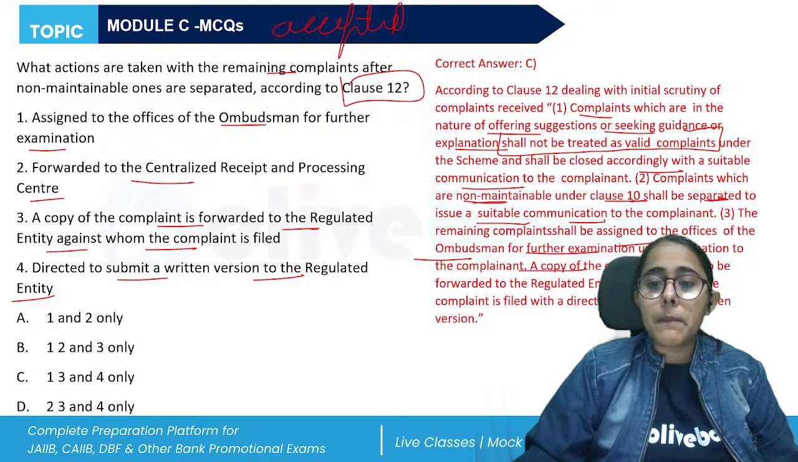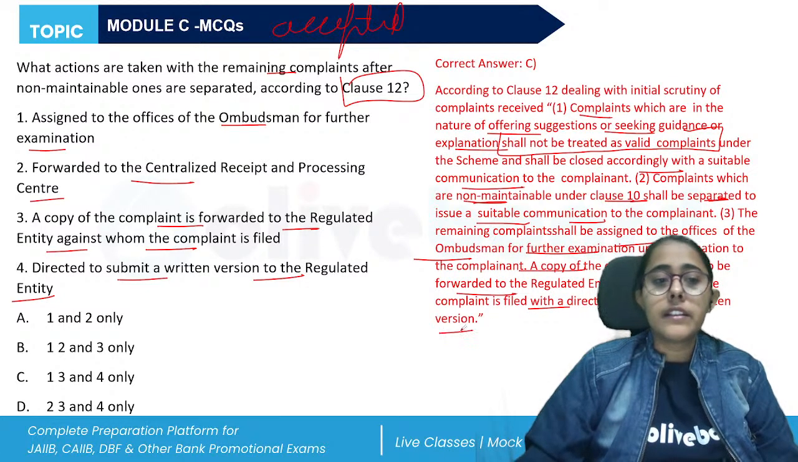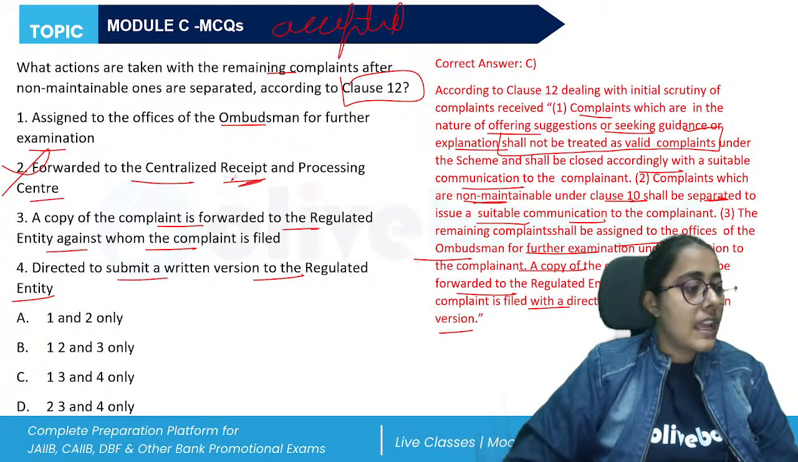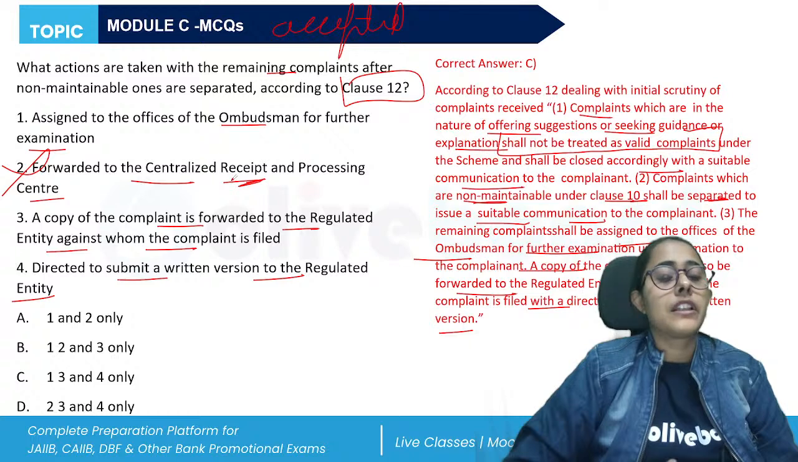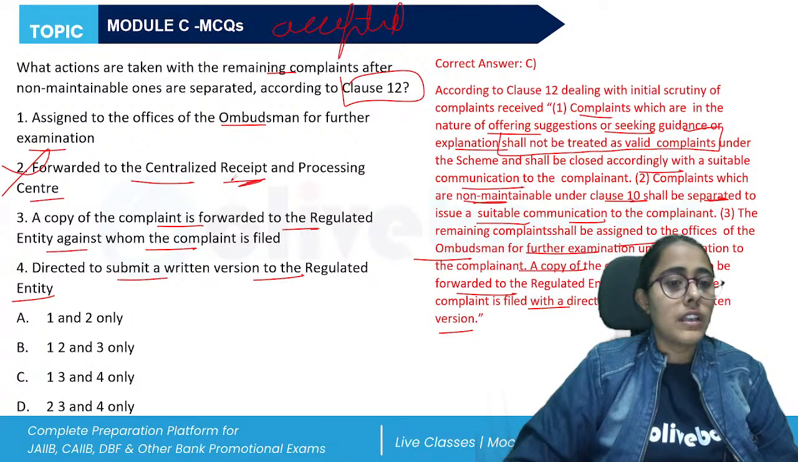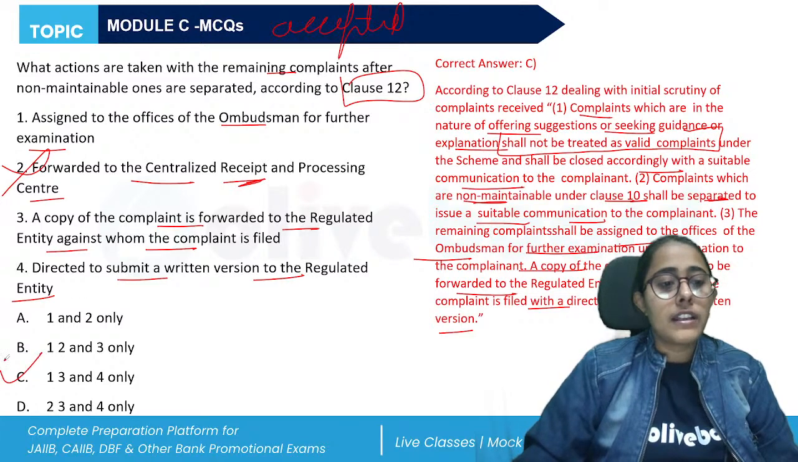A copy of the complaint shall also be forwarded to the regulated entity, with direction to submit a written version. Actually, CRPC is doing this process, right? They are doing this maintainable, non-maintainable, valid, invalid classification of complaints. The next step will be forwarding it to the ombudsman or the regulated entity or directing the submission of a written version. So the correct answer is 1, 3 and 4.